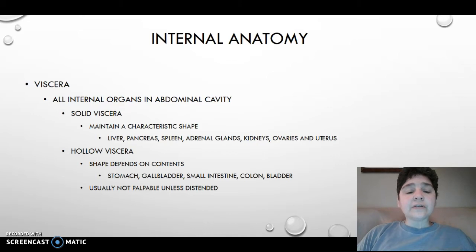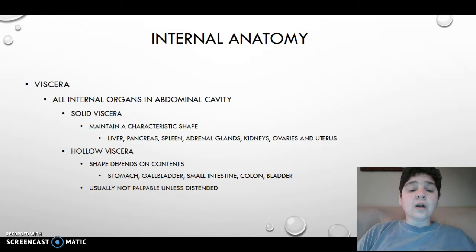Now a hollow viscera is the opposite, in that it doesn't have any contents in it on a regular basis. These are things like your stomach, your gallbladder, your intestines, the colon, and the bladder. So these organs will take the shape of whatever's inside of them.